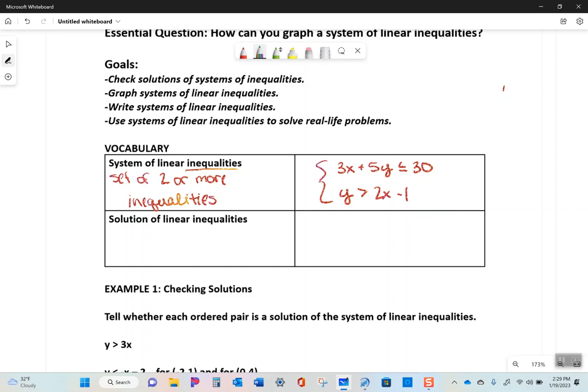So now we're going to move on to solution of linear inequalities. So a solution is an ordered pair. And what's an ordered pair again? Like -2, 2. Yeah, so it might look like this, general. Like that? Okay. So an ordered pair that is a solution of each inequality in the system.